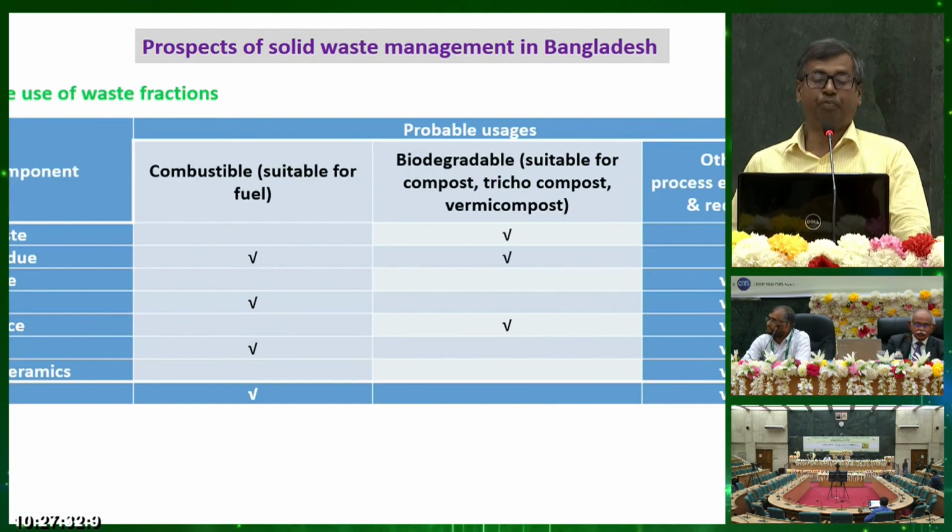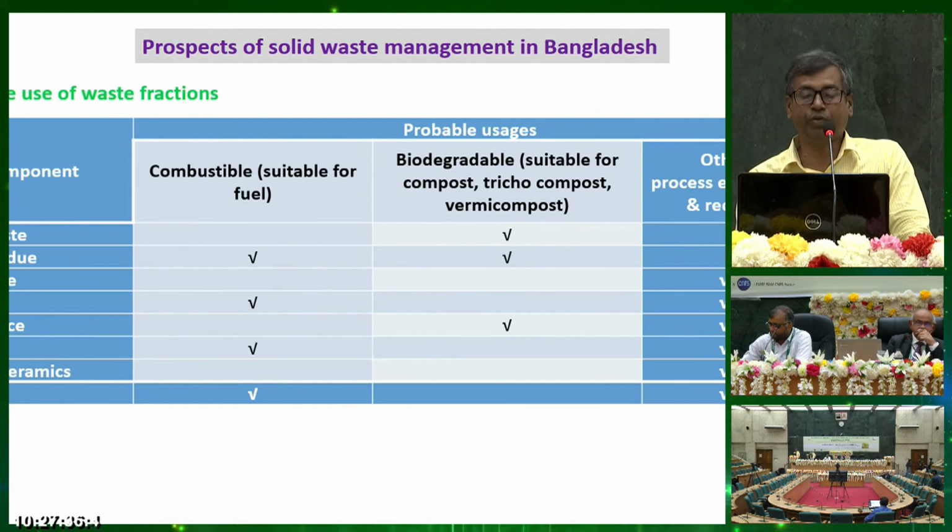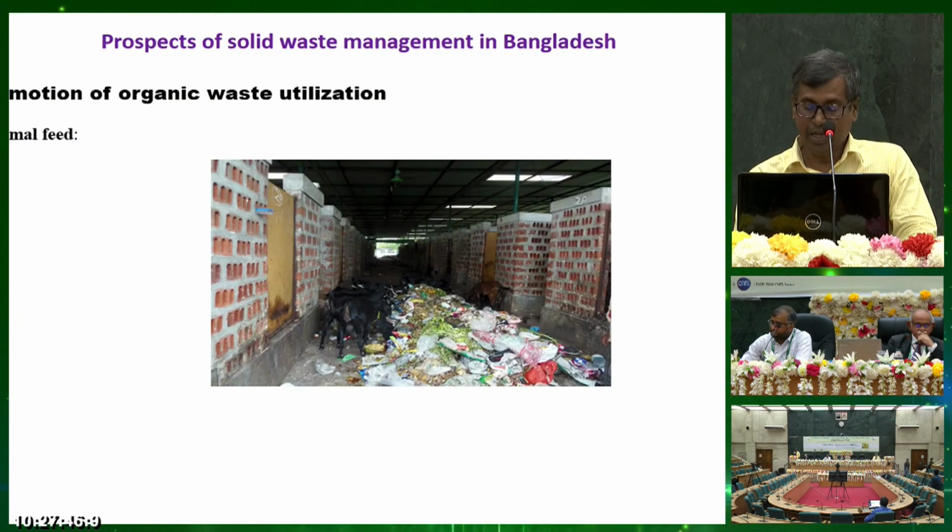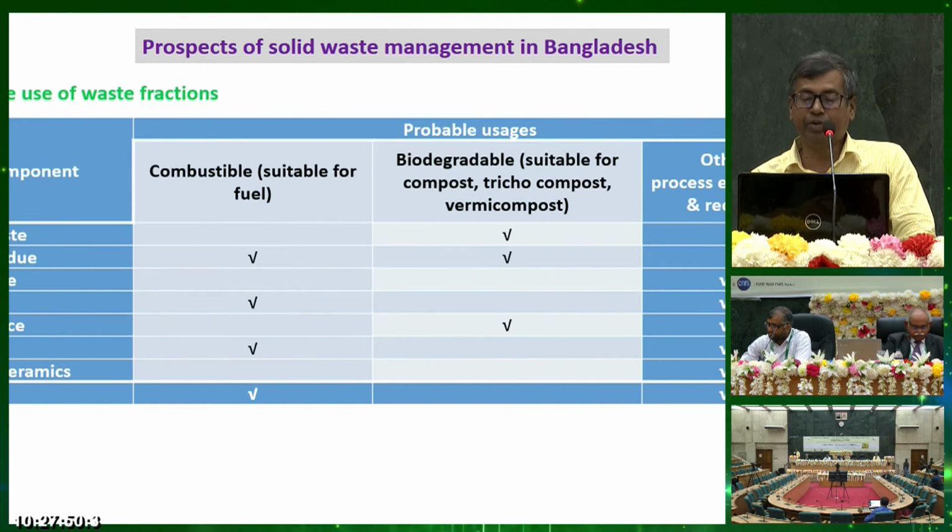The probable use of waste fractions: food waste we can convert into compost, tricho-compost and others. It is suitable, and crop residue we can also combust as a fuel. And polythene we can process, reuse and recycle, and some fuel oil can also be generated from polythene. Plastic we can use as fuel and also process and recycle. Cloth waste we can use as biodegradable, and paper we can use as fuel and we can recycle it. Glass and ceramic we can recycle, and metal we can recycle too.